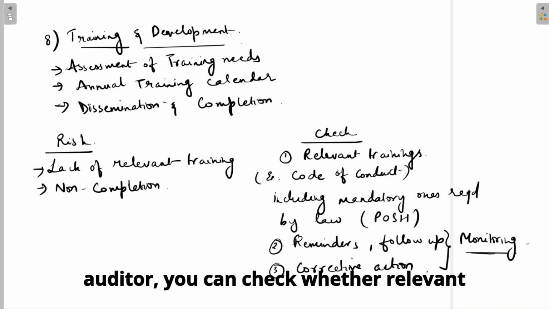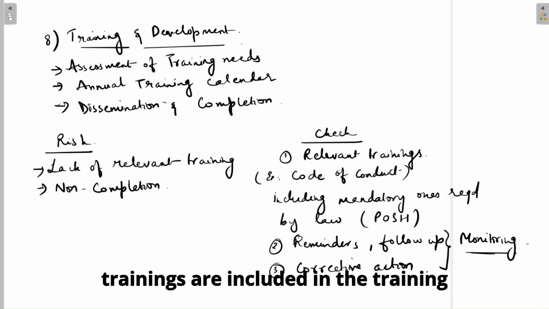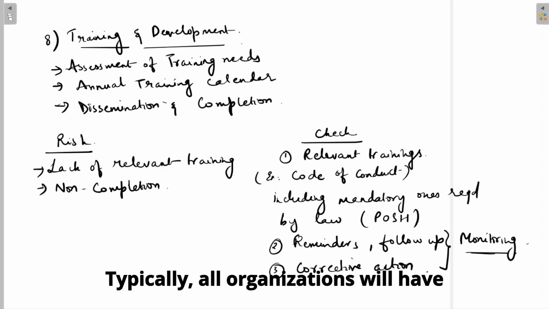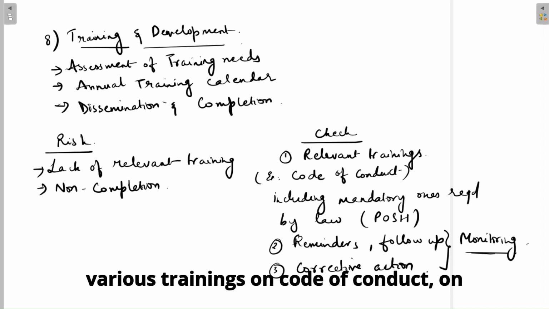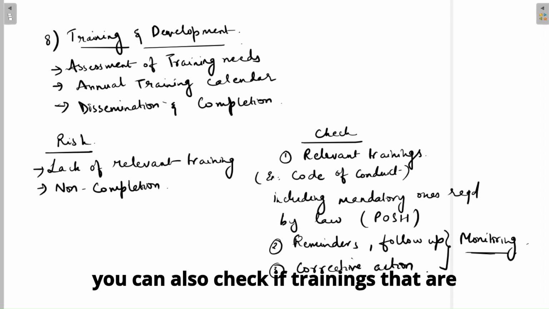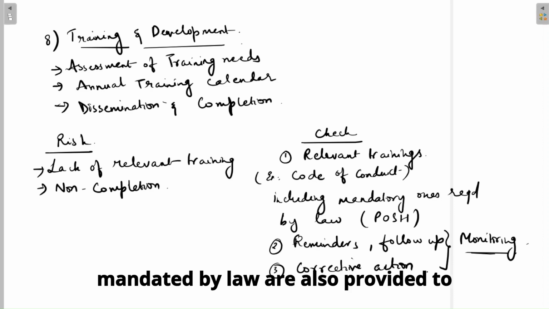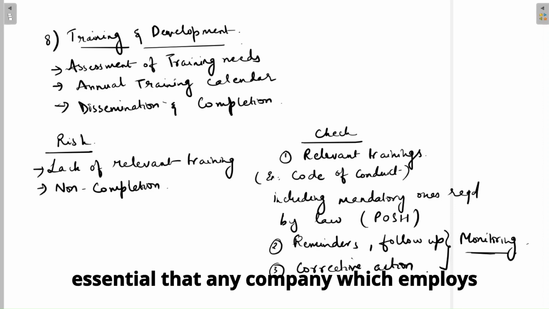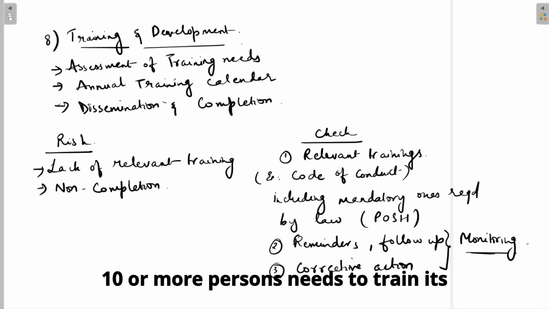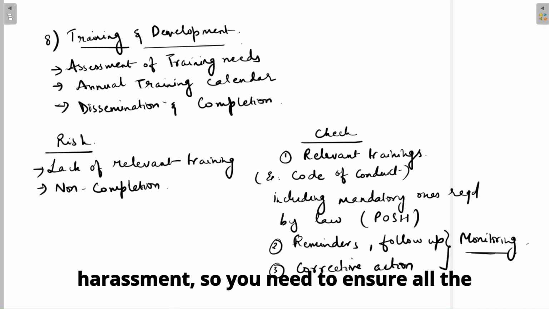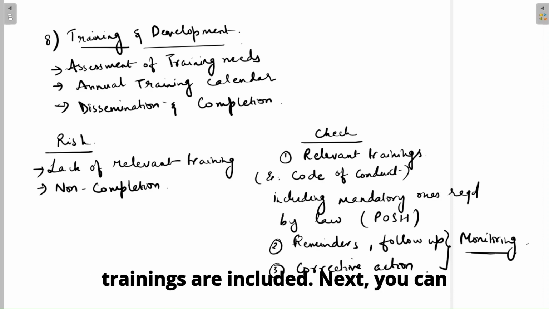So as an auditor, you can check whether relevant trainings are included in the training calendar. For example, typically all organizations will have various trainings on code of conduct, on compliance, on conflict of interest, and you can also check if trainings that are mandated by law are also provided to employees. For example, in India, it is essential that any company which employs 10 or more persons needs to train its employees on prevention of sexual harassment. So you need to ensure all the trainings are included.